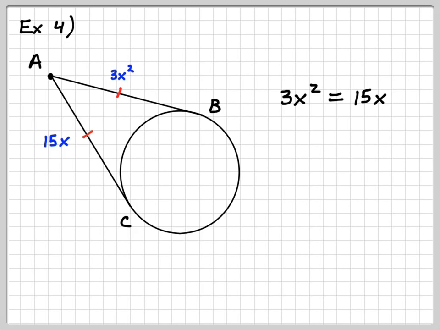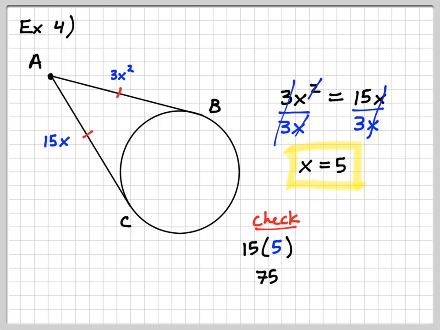Now this problem might look confusing at first because it's got x squared in it, and you're worried about quadratics, but I can use simple division here. Divide both sides by 3x. And on the left here, my 3's cancel. One of my x's cancel. On the right, my x's cancel. And I get x equals 5. Now, I can check my work, or if they ask me to plug it back in, on the left side here, I could do 15 times 5 is 75. And on the right, 3 times 5 squared is 25, and 3 times 25 is 75, so it works out.